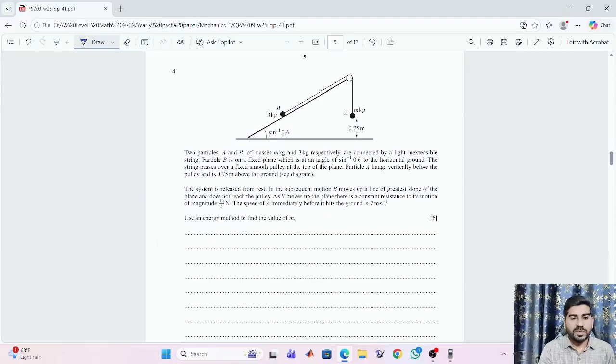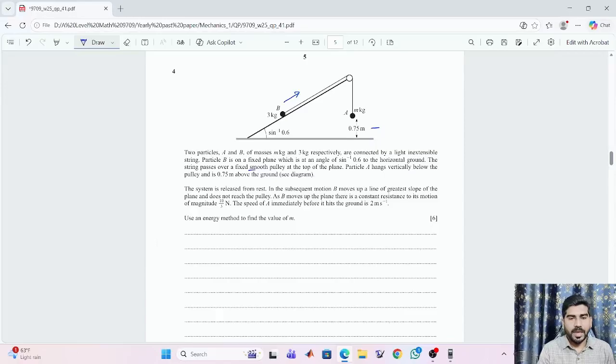Okay, the string passes over a smooth pulley. So the pulley in the given figure is smooth here. The particle A hangs vertically below the pulley, and you can see here A is hanging below the pulley, and 0.75 above the ground, which is given here again, the distance from the ground. Okay, the system is released from rest. In the subsequent motion, B moves up. It means that B is moving upward when we release the system. Okay, the plane does not reach the pulley.